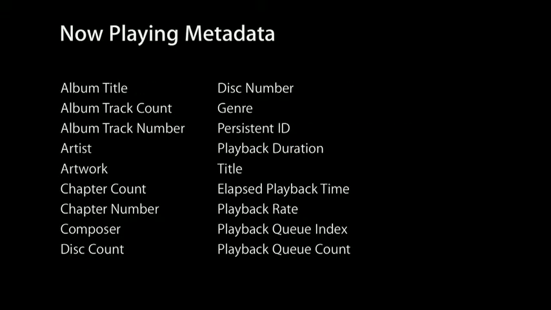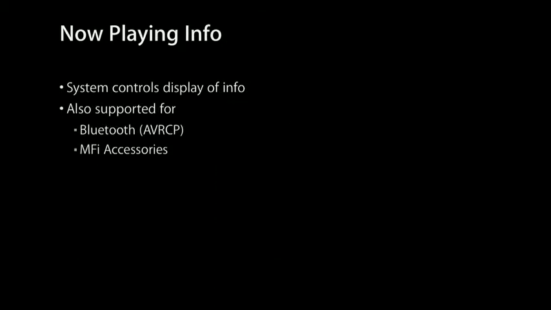Here's a list of the available metadata: title, artist, artwork, genre, and so on. I want to mention elapsed playback time in particular. You don't need to repeatedly set this. From the time and playback rate, the system knows how to update this value. You should reset it only when you've done a seek to some other point in the media or when the song changes. The system controls how your info is displayed. You have no control over the formatting. The information is also available to Bluetooth accessories via the Audio-Video Remote Control Protocol and to MFI accessories.